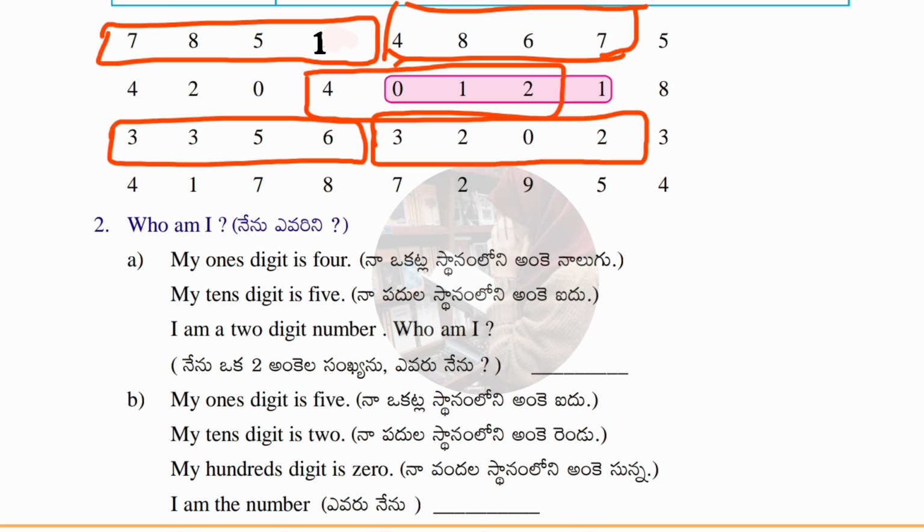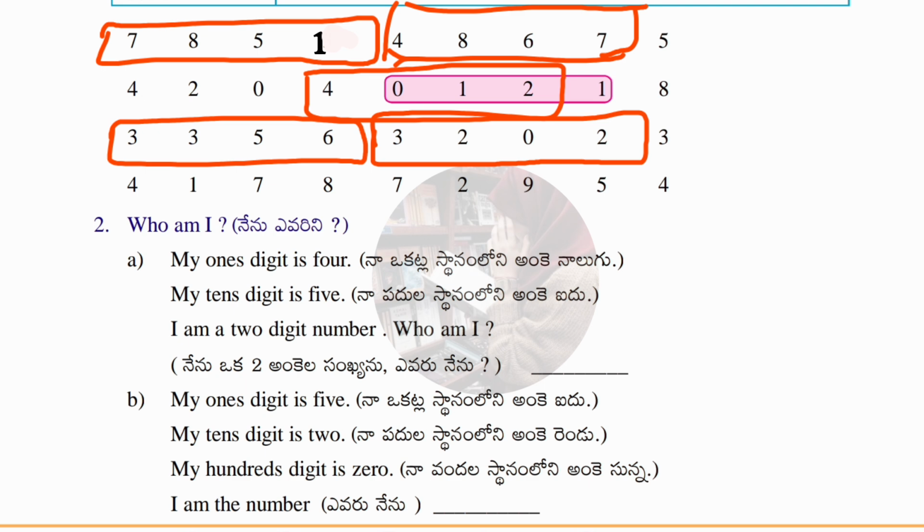So here 7852. Here 1 is not there, just strike it off 2 and write it down 1. 7851 is the number, so circle it. Then 4867. And one more mistake they have done, they have circled the wrong number, so just strike it and circle the number 4012.